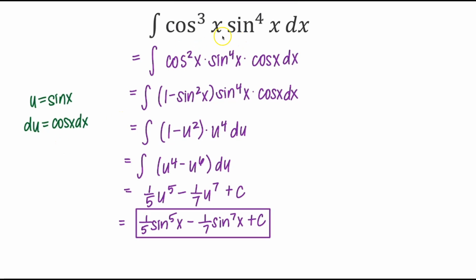Now, just as a quick reminder, like I said, either of these could have been an odd power, or both of these could have been an odd power. If they're both an odd power, then we get to choose which one we save a copy of to stay with the differential. But choosing the higher power would give us more work. So if one power is lower than the other and they're both odd, we should choose to save one from the lower one.